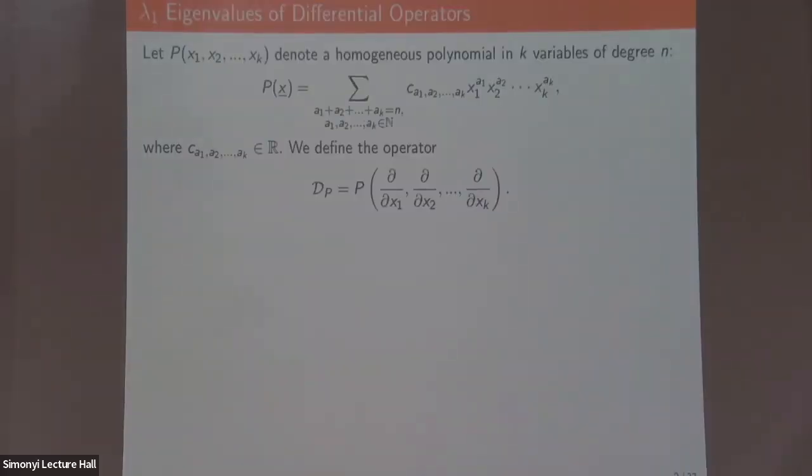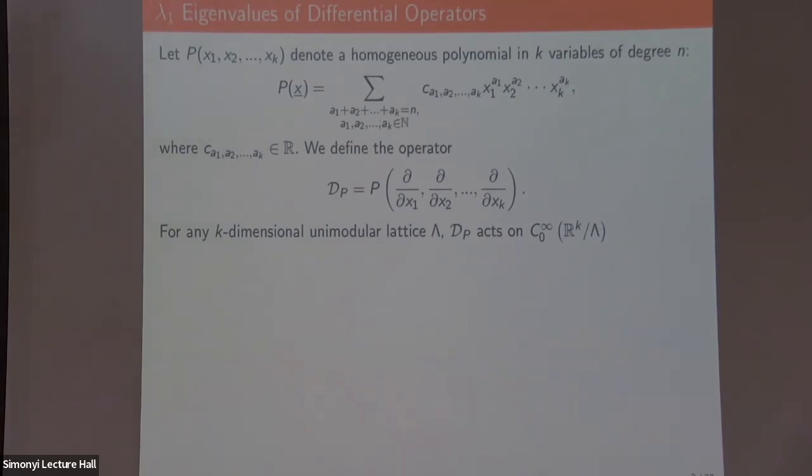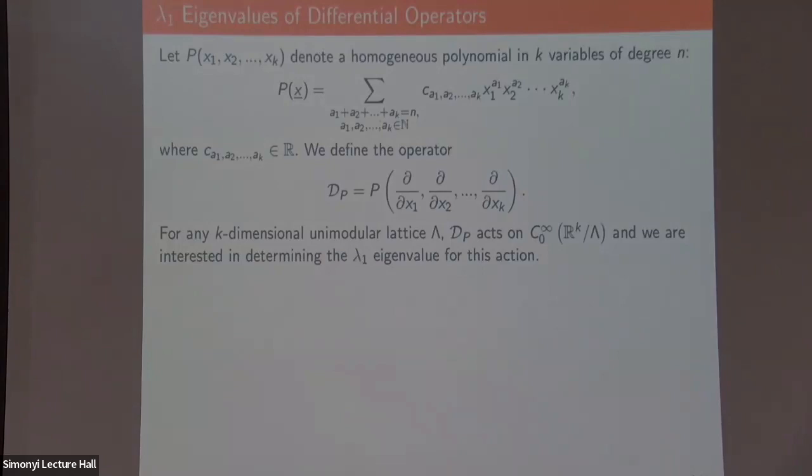So to each such polynomial, we can associate a corresponding differential operator as follows. We can simply substitute the variables and change them into differentials. So for example, if I have a sum of two cubes, I have the Laplace cube. The question we're interested in asking is, for any k-dimensional unimodular lattice, where unimodular means that it has volume 1, this operator acts on the C-infinity functions of the Euclidean torus R^k mod lambda that have mean 0. And what we want to understand is the first eigenvalue for this action.